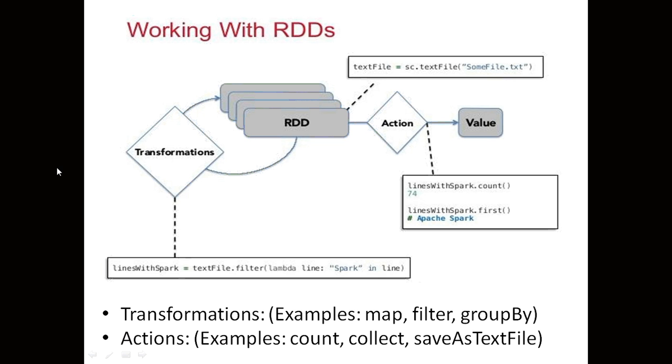These are some of the transformations. When you do a transformation, you get a new RDD. So you can keep on doing transformations based on your application logic, and you will keep getting new RDDs. Each RDD maintains history of where it has come from. That history is called a lineage.